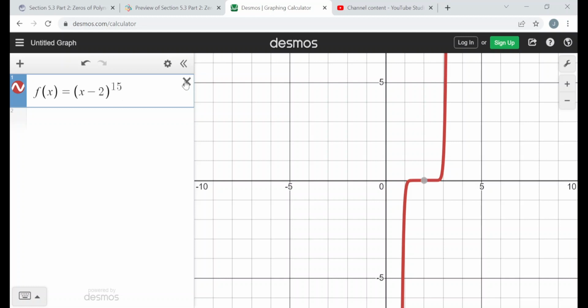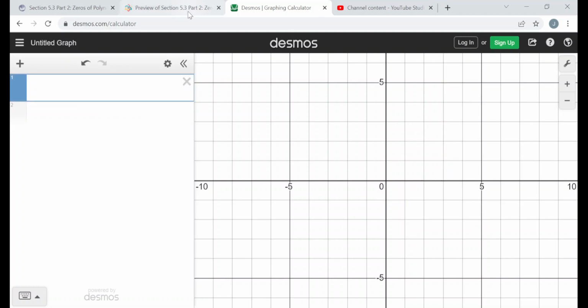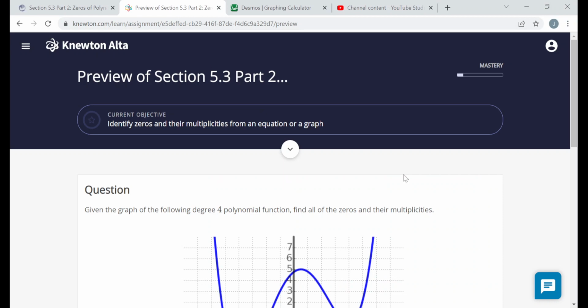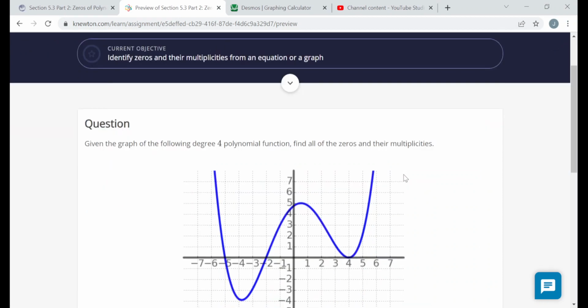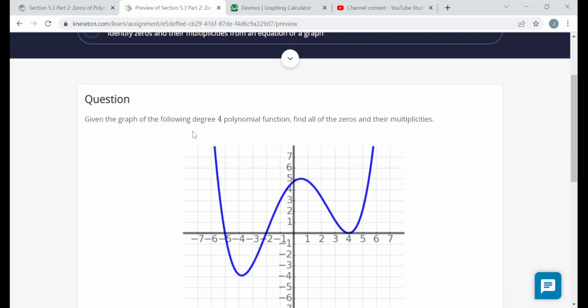Okay, so that was just a little example there with one x-intercept. Now let's go back to the actual question. So here we're given the graph of it, and they're telling us it's a degree 4 polynomial.